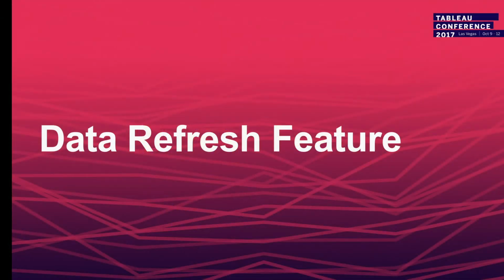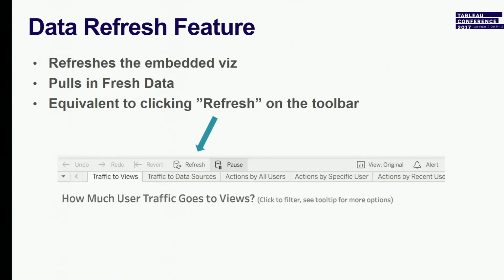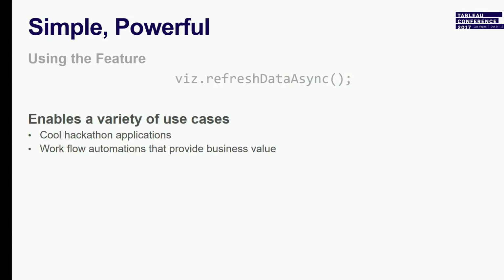So the first one is the data refresh feature. As the name suggests, it allows you to programmatically refresh the embedded instance of the viz, and it also pulls in any updates from your data source. It's equivalent to clicking refresh on the toolbar, as most of you should be familiar with. In terms of using this feature, it's really simple. It's just one line of code: you just have to invoke the refreshDataAsync method on the high-level viz object.